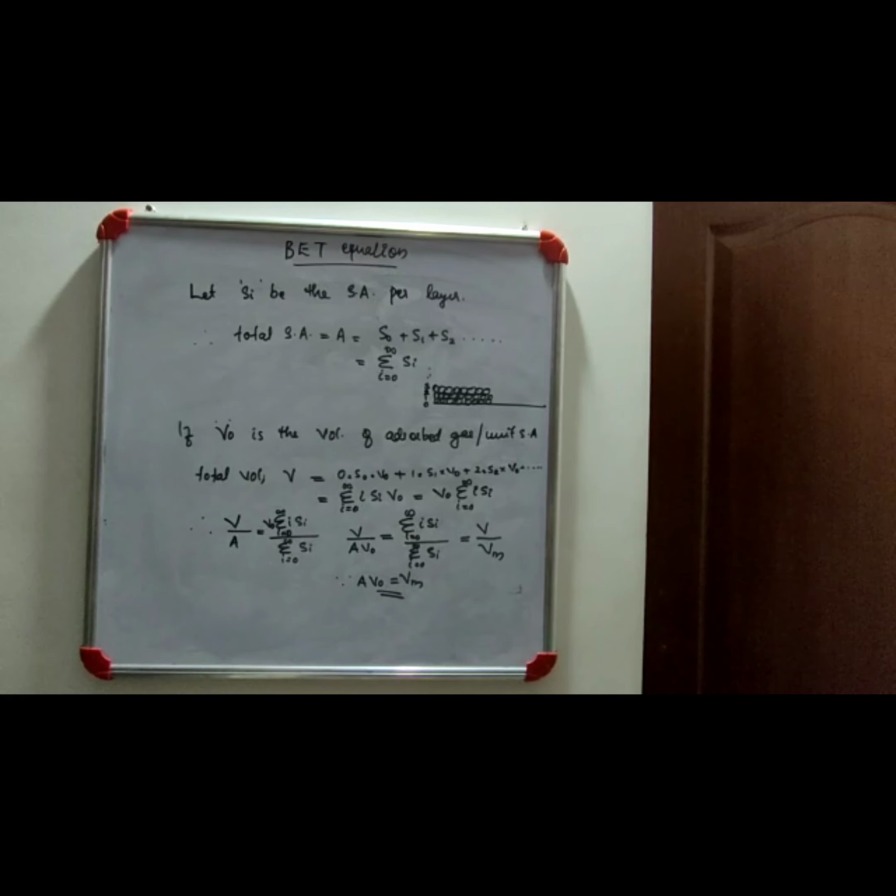Now we are dividing V by A, that is total volume by total area, which equals V0 into the sum over i equals 0 to infinity of i Si divided by the sum over i equals 0 to infinity of Si. Bringing V0 to the other side, V by A V0 equals the sum of i Si divided by the sum of Si. And this is equal to V by Vm, because A into V0 equals the total volume Vm.